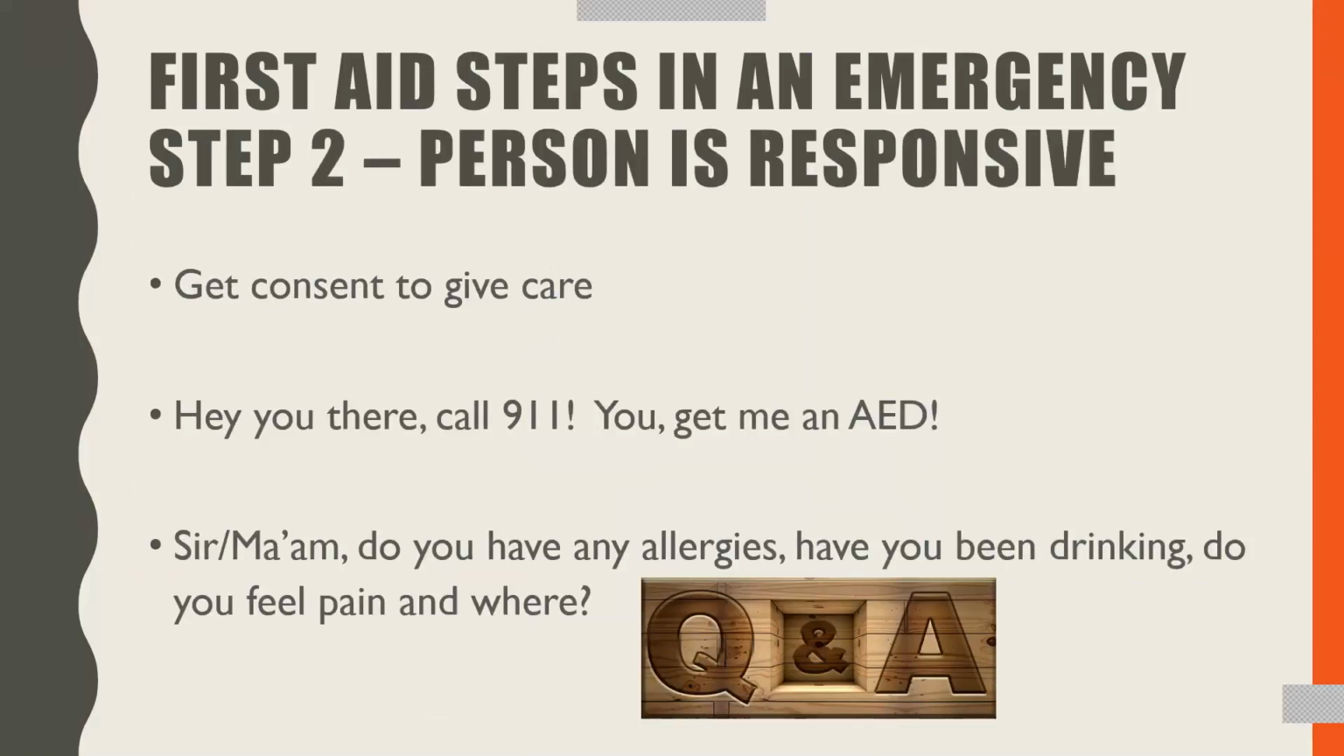So let's say the person is responsive. Maybe they've had too much to drink. Maybe they're feeling lightheaded from not taking their medication or low blood sugar. If the person is actually able to respond to you, you want to make sure you get consent to give care. You don't want to just start giving chest compressions or start moving people without getting their permission to help.